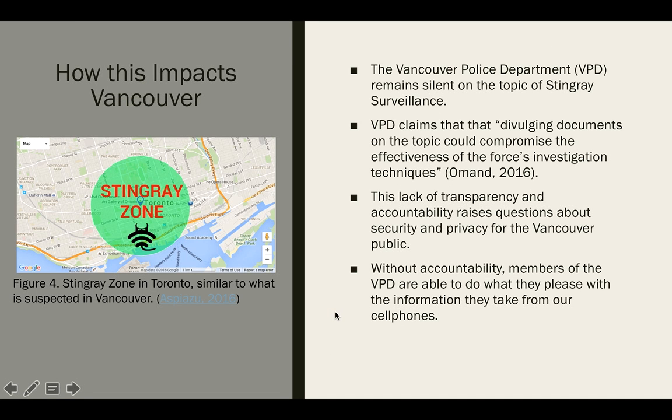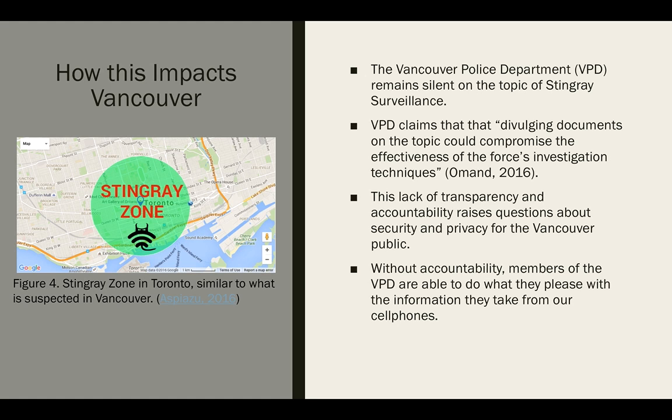So the prevalence of stingray technologies became an area of contention in Vancouver when in 2015, according to Jordan Omand, the Vancouver Police Department refused a Freedom of Information request inquiring about stingray surveillance, claiming that divulging documents on the topic could compromise the effectiveness of the force's investigation techniques.